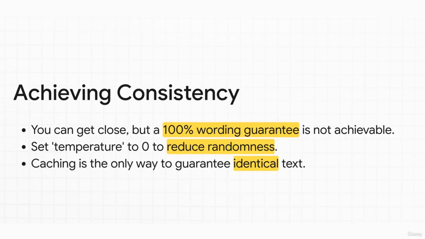There's a setting called temperature that controls randomness. If you set it to 0, it makes the model's output much more deterministic, so the meaning will be highly consistent. But because of all the complex math going on, tiny little variations in wording can still creep in. The only way to guarantee identical, word-for-word text is to use caching. You generate the answer one time, save it, and then every time that exact question comes up again, you just serve up that saved version instead of asking the LLM again.